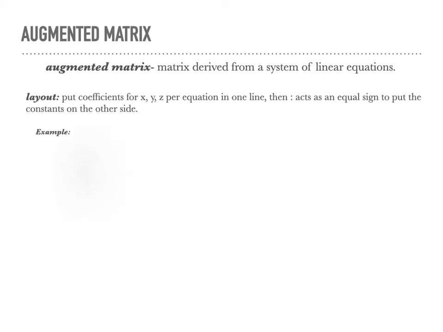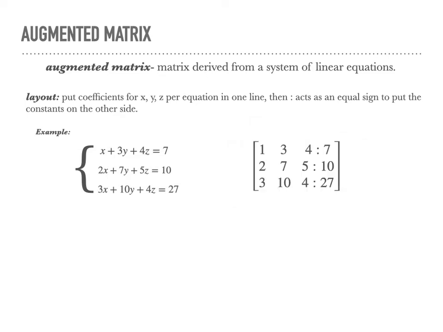Here's a basic example. Let's say we have a system of 3 equations and we want to convert this into an augmented matrix. We just take the coefficients for the respective equation. Let's say for the first one, we can see that the coefficient for x is 1, the coefficient for y is 3, the coefficient of z is 4, and the constant is 7. And so that's how we lay it out.